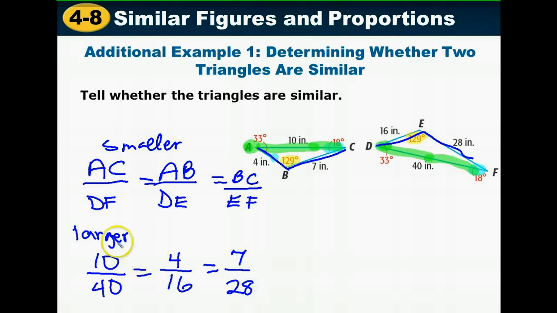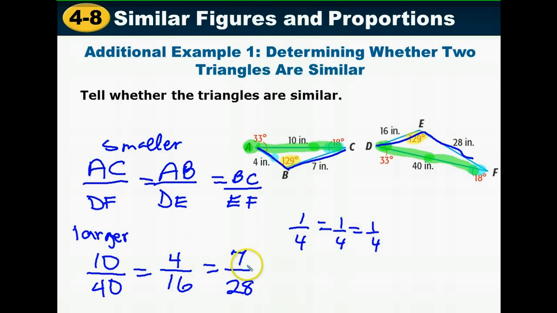Alright, now one way is that we can see if these are equal to one another. We can reduce them to their lowest terms. So 10 over 40, we know that's going to be 1/4. And then 4 over 16, we divide both of them by 4, and we also get 1/4. And then 7 over 28, we'll divide both of them by 7, and we also get 1/4.